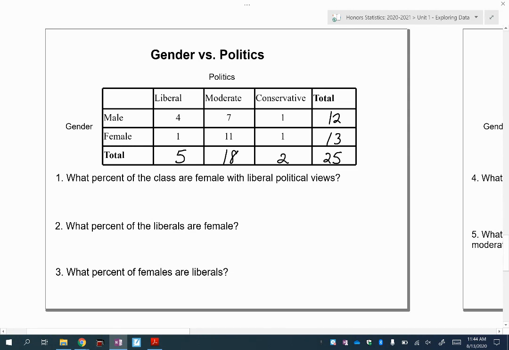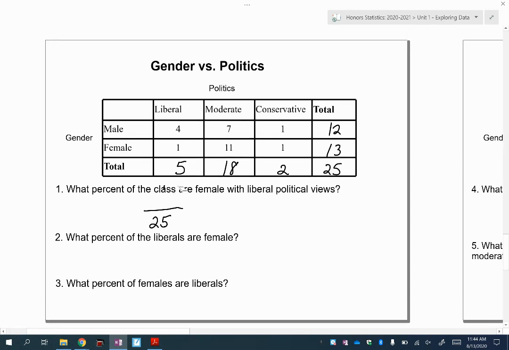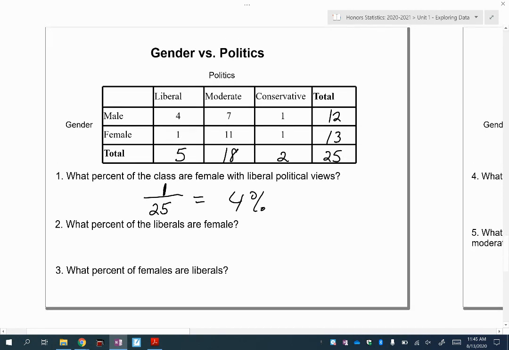All right, so what percent of the class? That's the entire class of 25. What percent of the class consider themselves female with liberal political views? So that's going to be just one person. If you get a percentage for 1 out of 25, that's 4%. What percent of the liberals? How many liberals are there? 5, and 1 is female, so that's 20%.